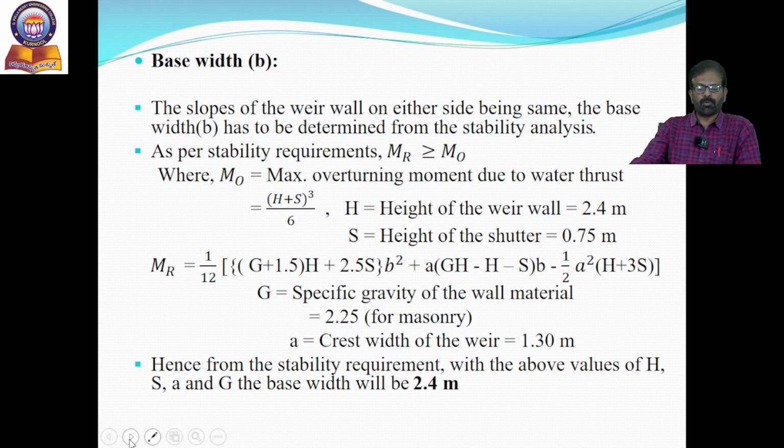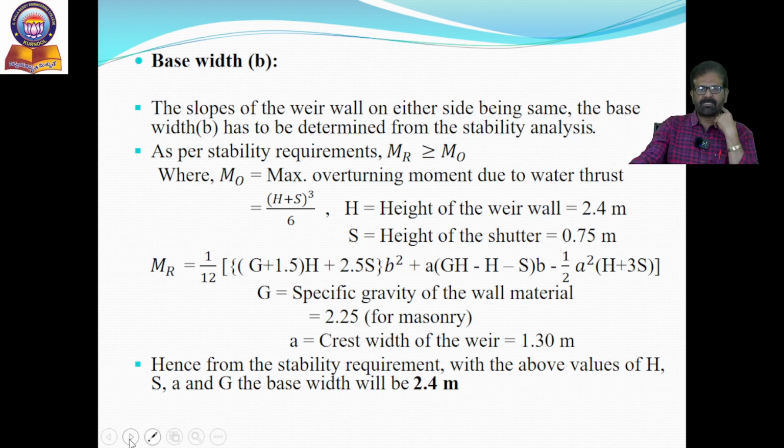First thing is, the slopes of the weir wall on either side being the same, in general, the base width B has to be determined from the stability analysis. From the stability point of view, we need to determine the base width. You are all aware, as per the stability requirements, M suffix R, that is resisting moment, should be greater than or equal to overturning moment. For any structure, in general, stability analysis, you are all aware. So this is one of the requirements.